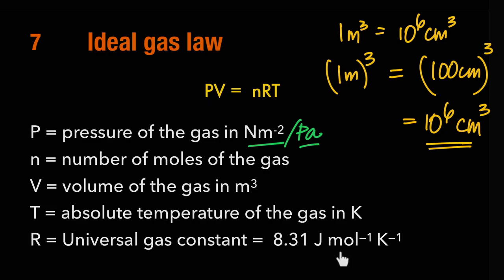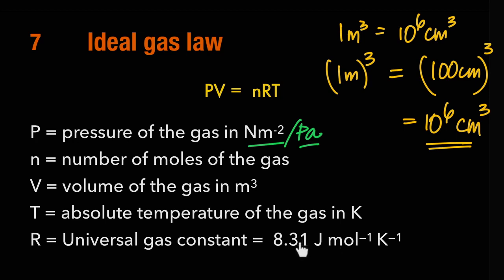Because the units for PV become joules. Newton per meter square into meter cube gives you Newton meter. Newton meter is joules. And this side has joules per meter square into joules per mole per Kelvin into moles into Kelvin. So the units of PV are joules, that's why. You can also just say Newton meter if you want, but it's the same unit.